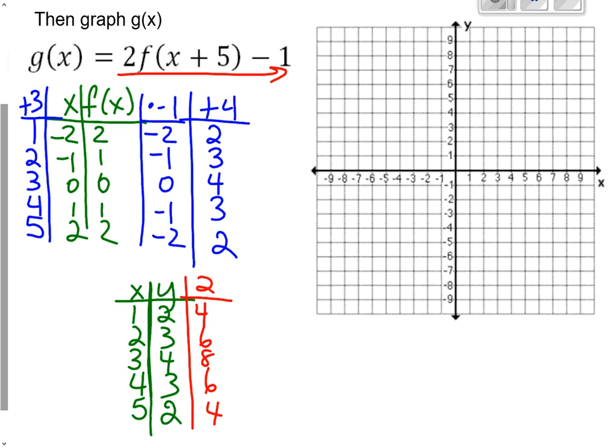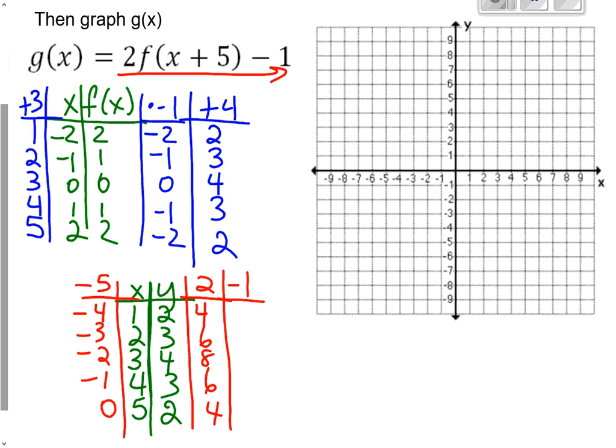And then we have x plus 5 inside our brackets, which means we're going to subtract 5 on the outside. -4, -3, -2, -1, and 0. And then last, we're subtracting 1 from our whole function. So let's subtract 1 from each of our y values, giving me 3, 5, 7, 5, and 3.